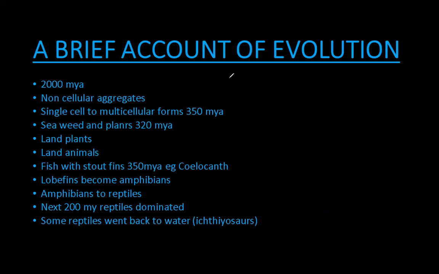The first cellular forms appear. These numbers, dates you have to memorize. 2000 million years ago, first cellular life forms appeared on the earth. Non-cellular aggregates like giant macromolecules, RNA and proteins, got covered up in a membrane. This is called cellular aggregates. There's a membrane up here, and inside you find large macromolecules, RNA, proteins, etc. It's not a cell, but similar to the cell.